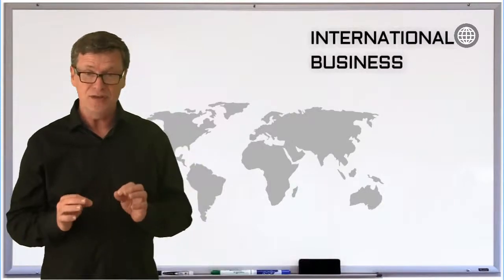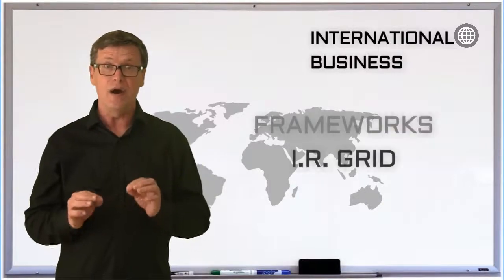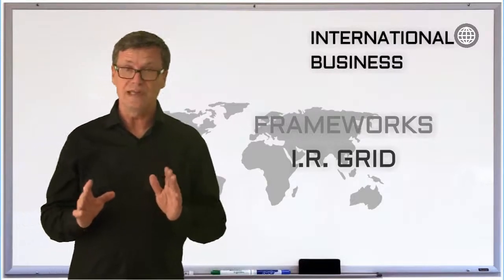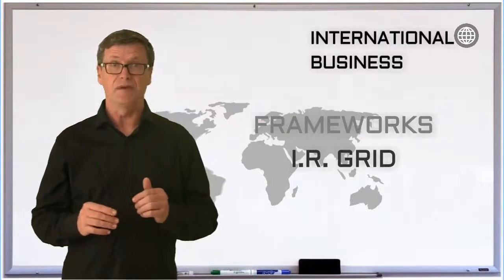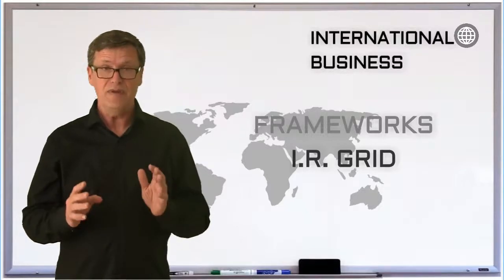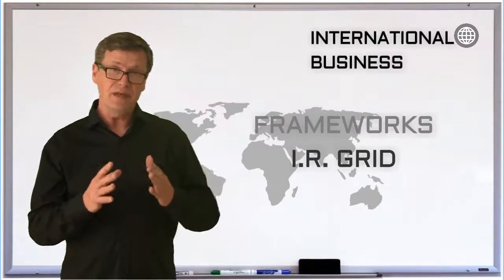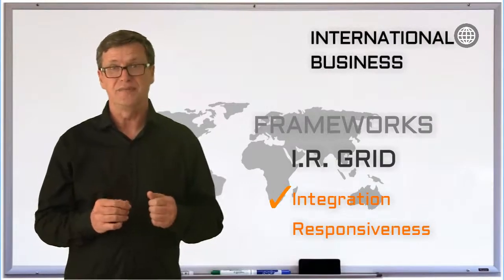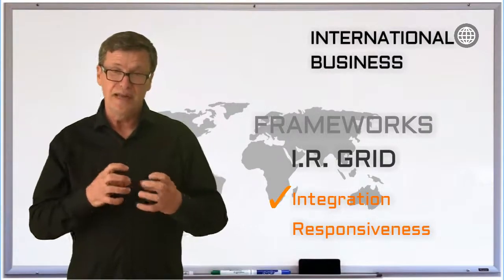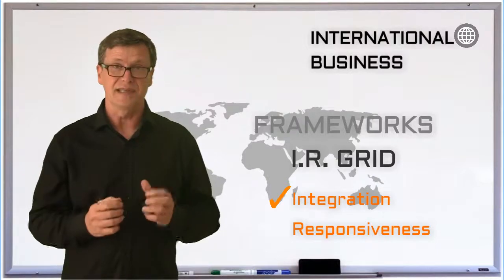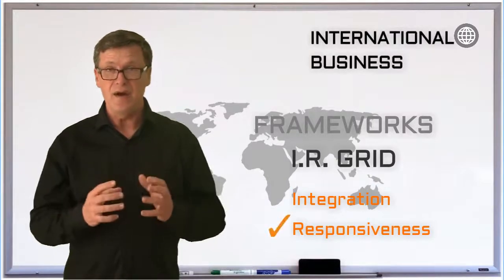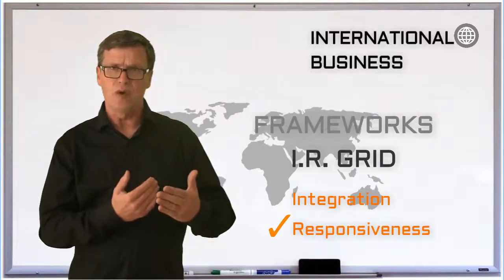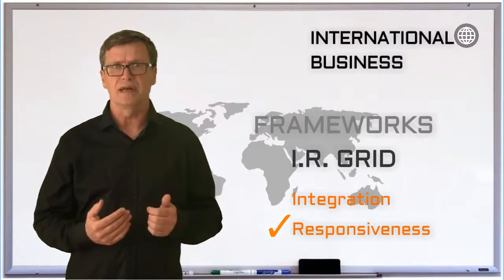Now, this second tool is called the IR grid. So maybe you're wondering, what does the I and R stand for? Well, the I refers to the necessary level of integration in a company's international business, how integrated the different activities and processes need to be. And the R refers to the level of responsiveness required on a specific target market.